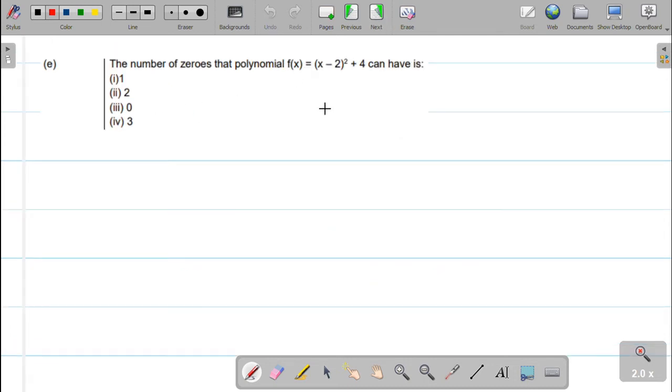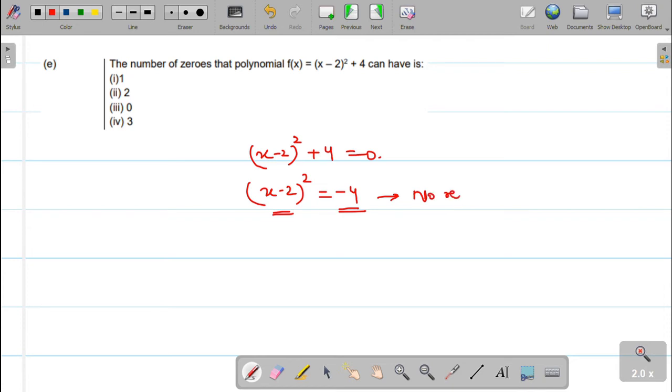The next one asks for the number of zeros that this polynomial can have. So we put x minus 2 and find the zeros by putting it equal to 0. Just don't answer by looking at this and saying it is a quadratic polynomial, so it will have two zeros. The question has a little trick. Put it equal to 0, you will get x minus 2 whole square is equal to minus 4. Square of something cannot be negative. So that's why we have a no real root case here.